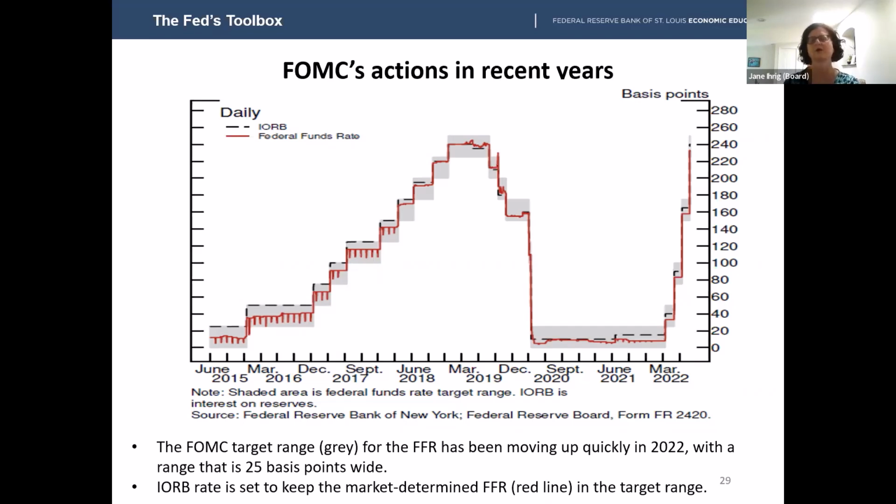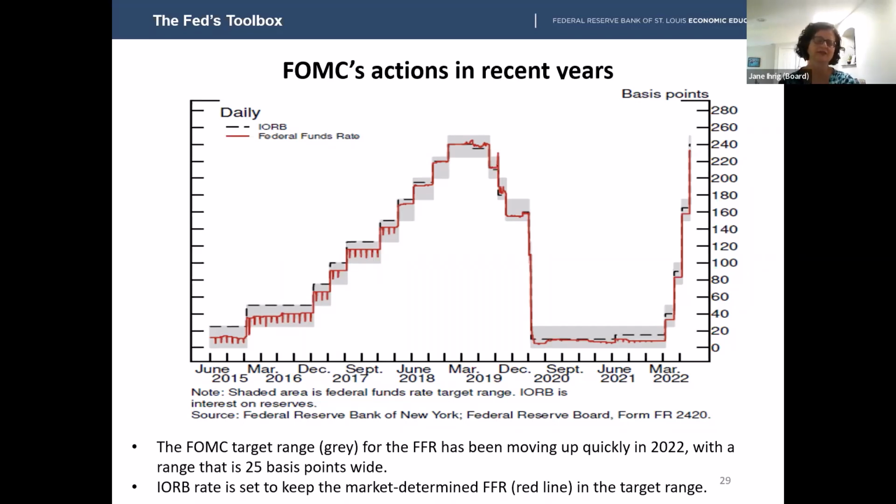Then the outlook didn't look as well, so they started moving it down a little. Then the COVID shock hit and we moved it back down to zero. Now the economy is worried about inflation, and policymakers have been moving the target range up quite rapidly. Okay, so that's the gray area. Now, when the FOMC sets the target range, it's setting the interest on reserve balance rate as well, and that's the black dashed line in the figure.